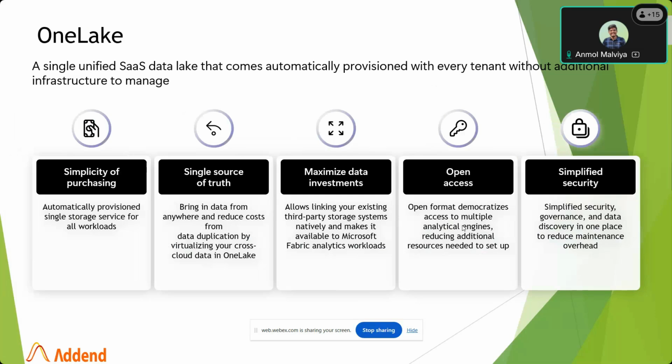It also provides the simplicity of purchasing, and a single source of truth. It will bring in the data from anywhere, and it will reduce the cost from data duplication. So all your data will be available at a single place. It will also provide options like row level security and object level security, so your data will be secured. In this way, OneLake is very helpful, and it is the major part within the Microsoft Fabric environment.